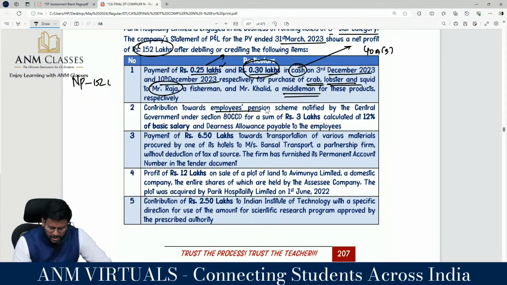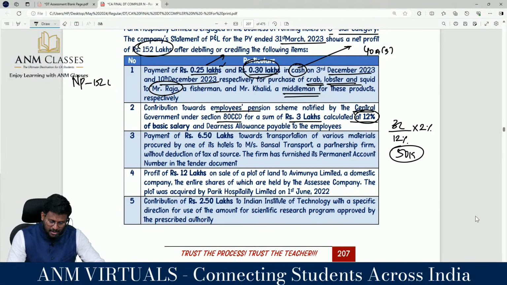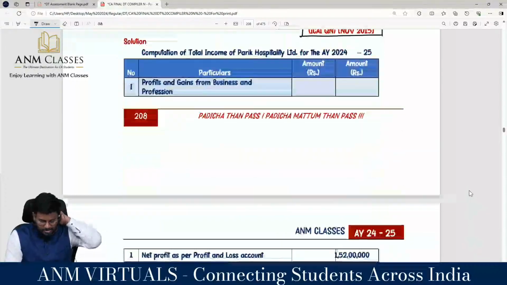Contribution towards employees pension scheme notified by central government under 80CCD for a sum of 3 lakh. Calculated at 12%. A maximum of 10% is allowed, correct? Of basic salary and DA payable to employees. So 3 lakh divided by 12 into 2. How much extra? 50,000 should be added back, because as per the limit, only up to 10% is allowed.